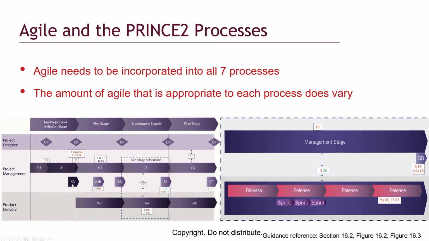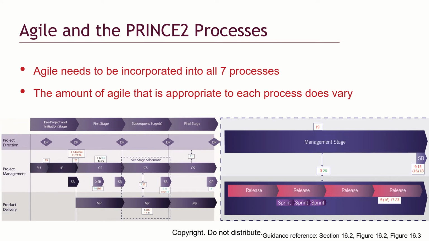This SB is called stage boundary. This stage boundary is like a complete sprint when you talk about agile. Another word for sprint is iteration. So we will look at how these 7 processes integrate, or how agile is incorporated into the process.